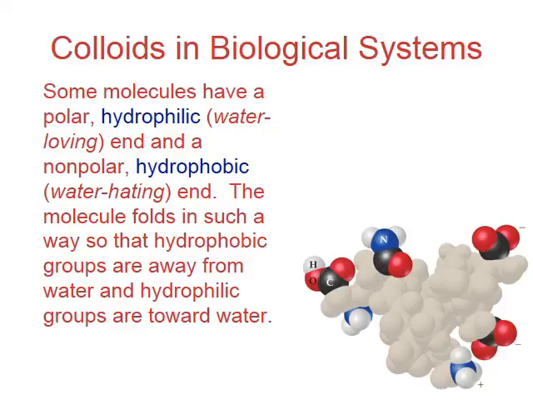Now, we're showing you one example of colloid in a biological system. As I said, these are big molecules, relatively bigger solutes. They have a hydrophilic end or water-loving end and a hydrophobic end, that water-hating end. Phobia means fear or hating. The molecule folds in such a way so that the hydrophobic groups are away from water and hydrophilic groups are toward water.